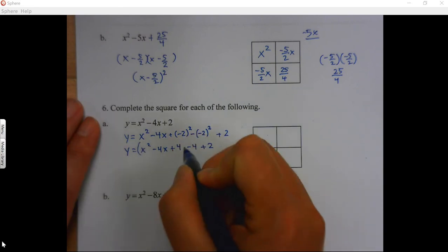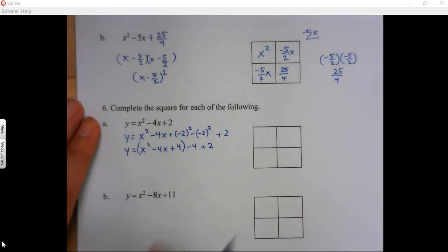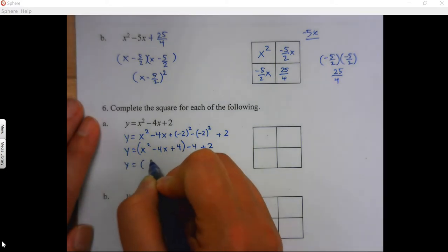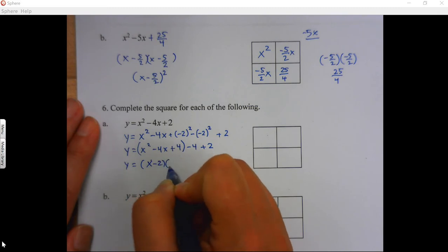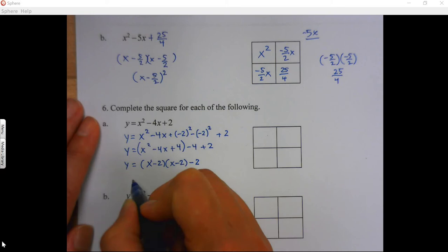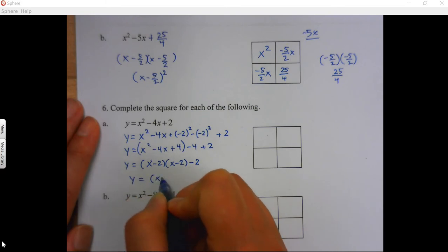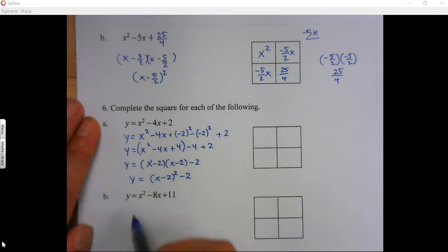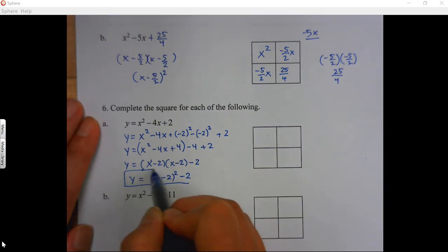I'm going to add parentheses here so that I can factor, which is what I was doing in the previous several problems. So when we factor that, we end up with an x minus 2 and an x minus 2. And I'm going to combine these terms back here to get a negative 2. Rewrite it so that you see our perfect square. We have x minus 2 squared and then minus 2 more. This is our final answer.